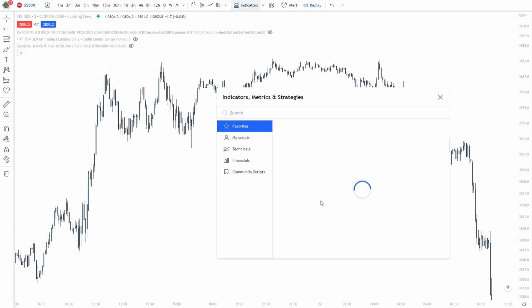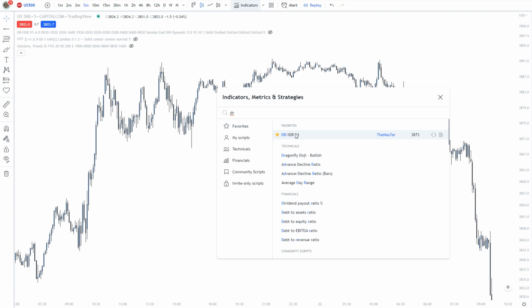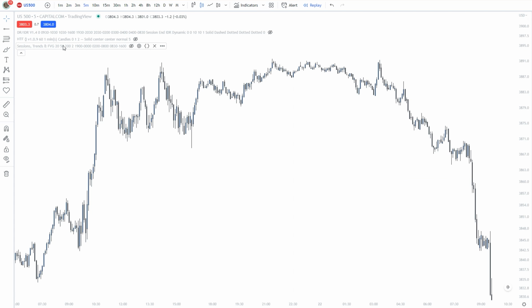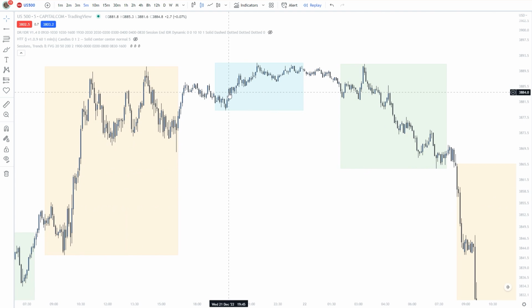Okay, first off, let me show the indicators that I use. The first one is the higher time frame candles by Prosum Solutions. Then of course the master's DR IDR. And the last one is my own indicator for sessions and trends that you can also get for free from my Discord. The link is in the description. The orange box is the New York session, the blue one is Asia, and the green box is London.